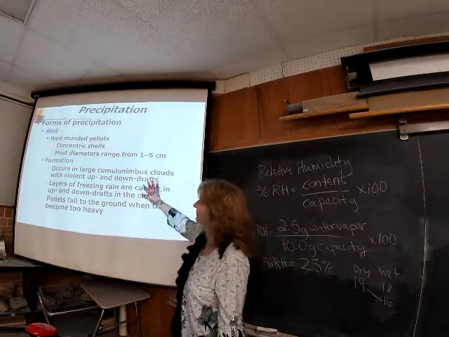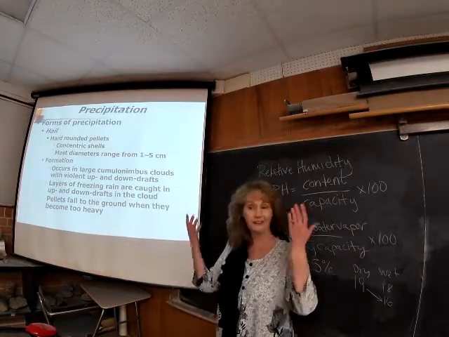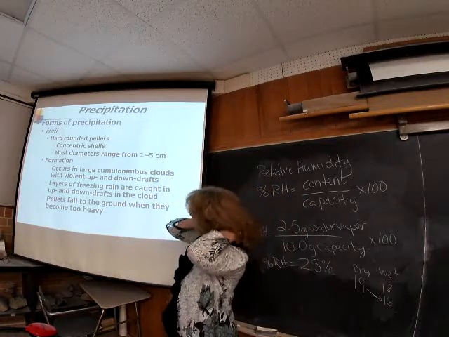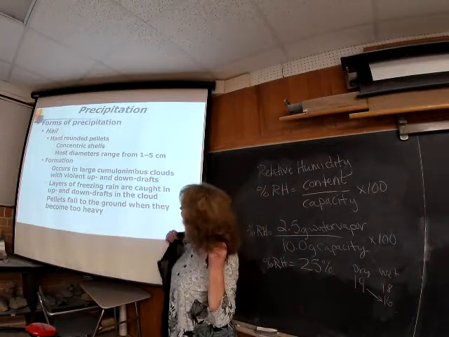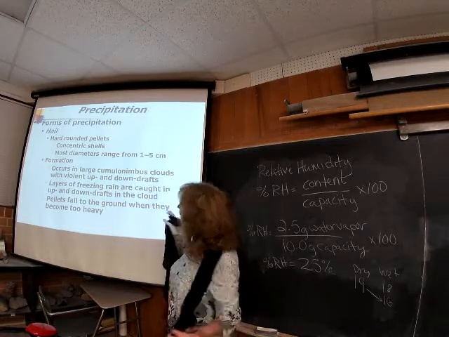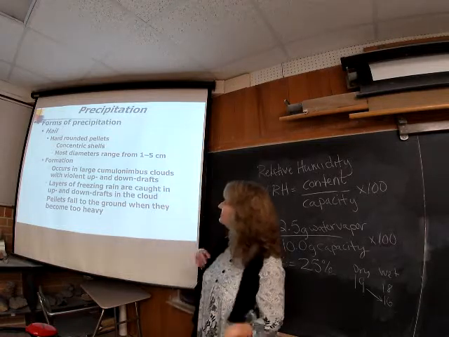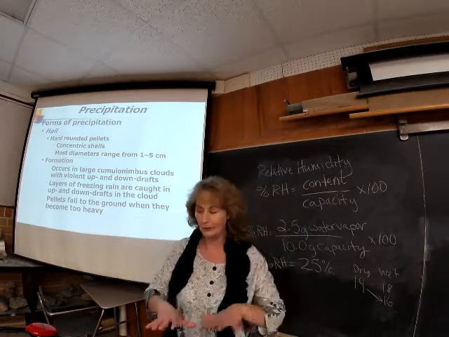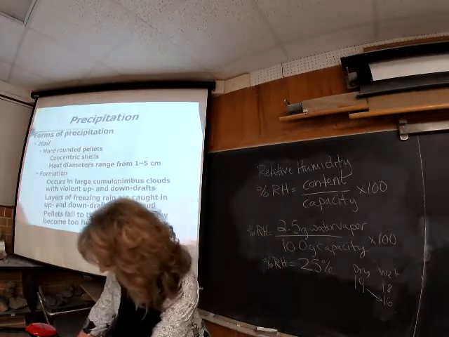Yeah, so these do often form in cumulonimbus clouds, our thunderstorm clouds. And so up and down, violent updrafts and downdrafts, layers of freezing rain caught in the updrafts and the downdrafts of the clouds. The pellets fall to the ground when they become too heavy and they will fall out.